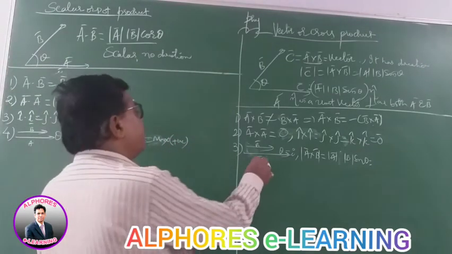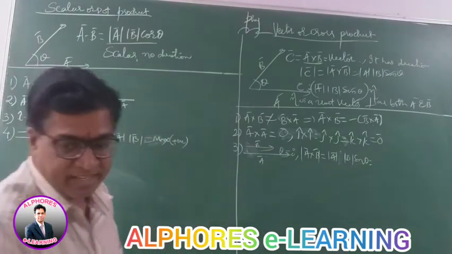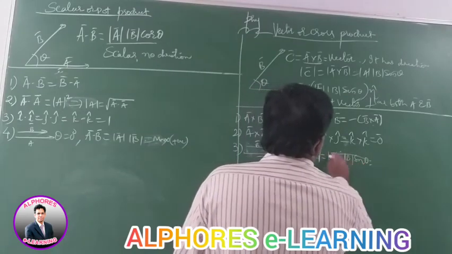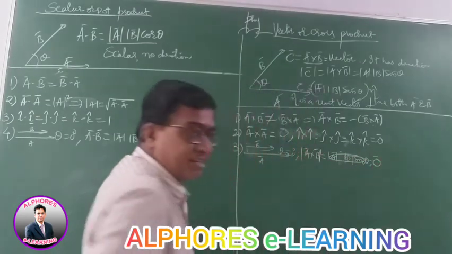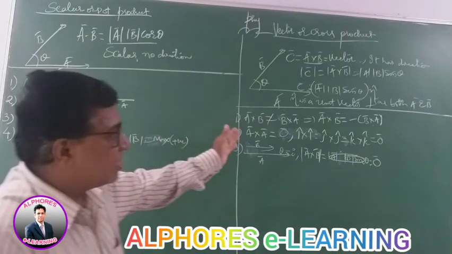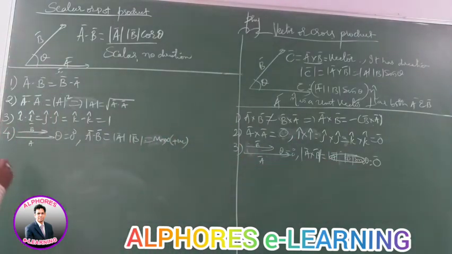But for cross product of two parallel vectors, same direction, theta equal to 0, then A cross B is mod A mod B sin 0. But sin 0 is 0. So when the angle is 0, when vectors are parallel, dot product is maximum, but cross product is 0. Similarly, if the vectors A bar, B bar are anti-parallel.